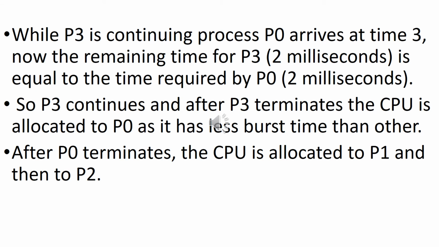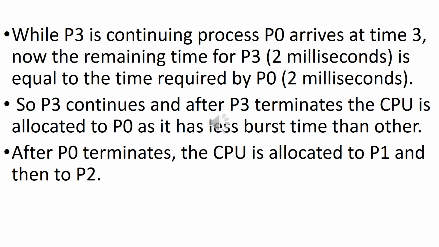While P3 is continuing, process P0 arrives at t equal to 3. Now the remaining time for P3 is 2 millisecond, and the time required for execution of P0, which arrived just now at t equal to 3, is 2 millisecond. So the processor will compare these two times and find that both are equal. Since the processor was executing P3, it will allow P3 to continue.